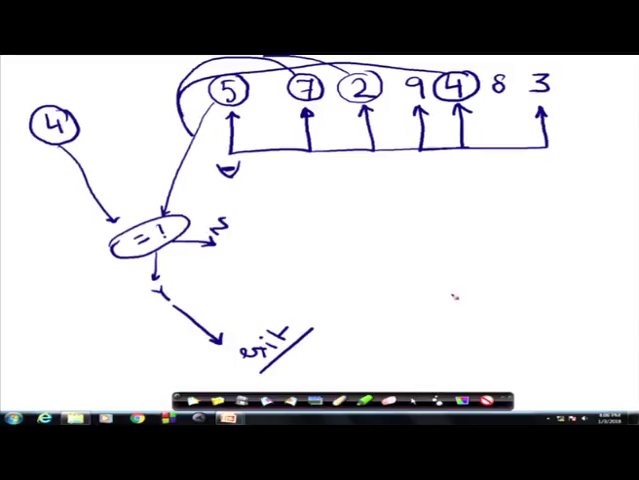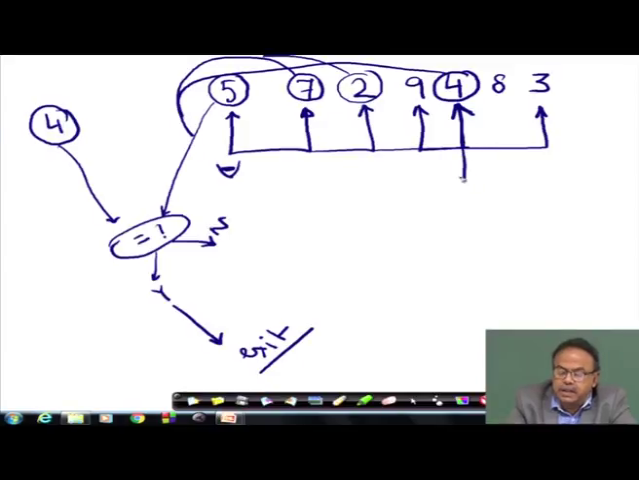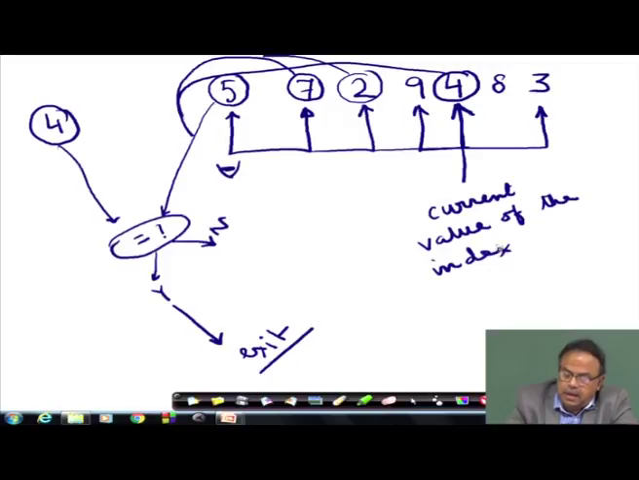Then if the other question has to be answered, that okay, 4 is there, but where is 4? In that case what would your answer be? Your answer would be this position. And what is this position? This position is nothing but the current value of the index. Here the index started, this is my index which was shifting.